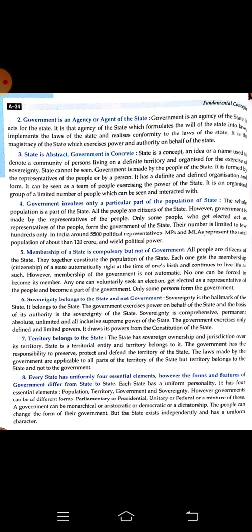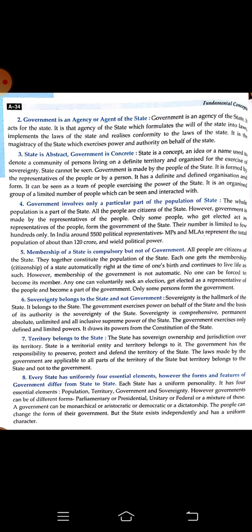Fourth point, government involves only a particular part of the population of the state. As we have such a huge population in our state, all the people do not get involved in the work of the government, right? Only some people who get elected act as representatives of the people and form the government of the state. Our MLAs, our MPs, right?